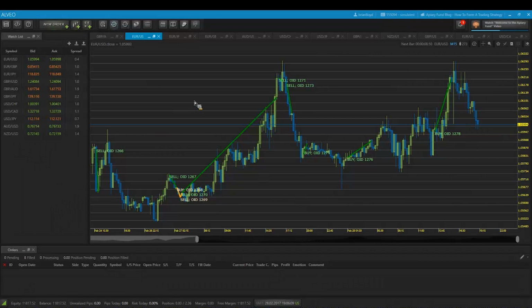Does anybody trade anything different than candles or bars?